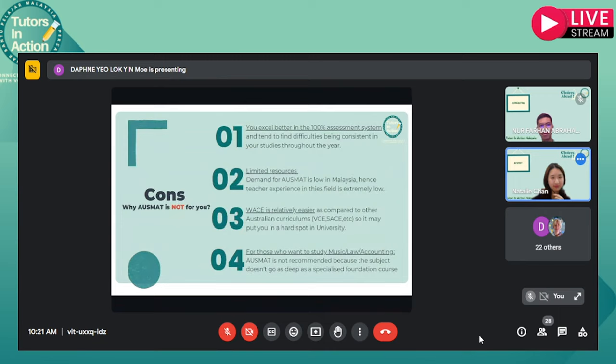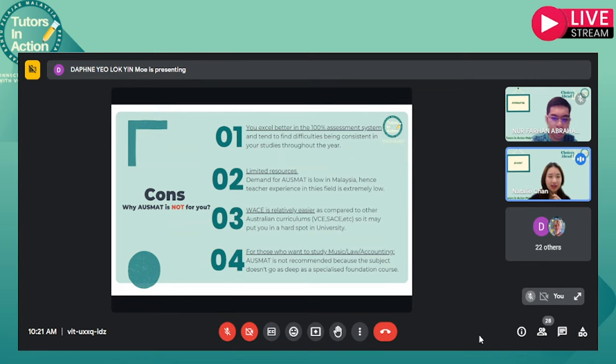Cons, or why is OSMAT not for you? Number 1, you excel better in the 100% assessment system and tend to find difficulties being consistent in your studies throughout the entire year. So I think this is quite self-explanatory. If you think you do better in your final exams as compared to your midterm test or your mini test throughout the year, you shouldn't do OSMAT because your marks need to be accumulated throughout the year, because it's the 50% to 50% system.